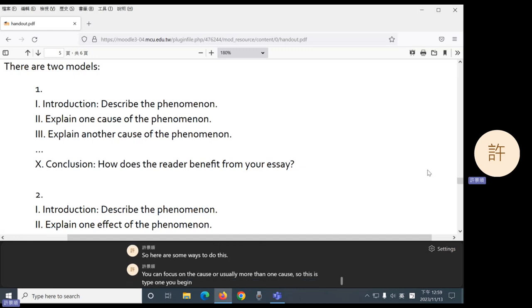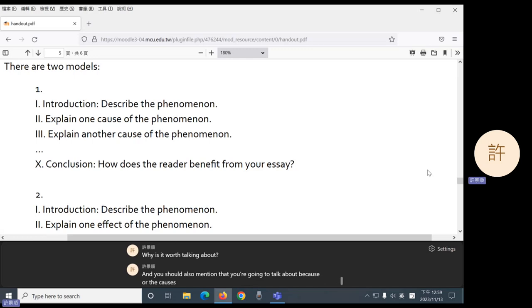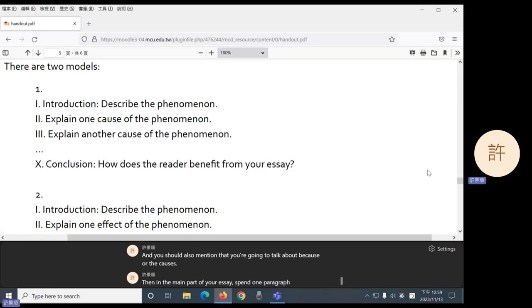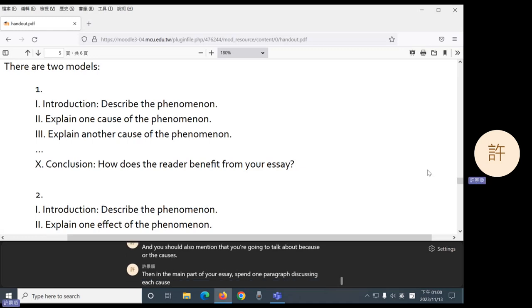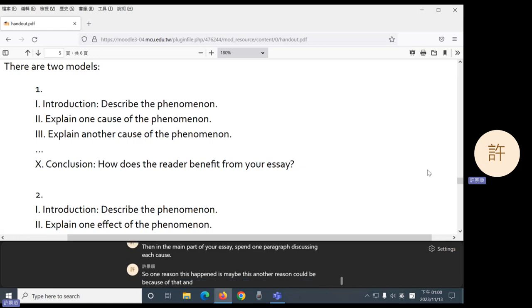You begin by introducing your topic. Why should the reader care about your topic? Why is it interesting? Why is it worth talking about? And you should also mention that you're going to talk about the cause or the causes. Then in the main part of your essay, spend one paragraph discussing each cause. So one reason this happened is maybe this. Another reason could be because of that. And so spend one paragraph for each cause.